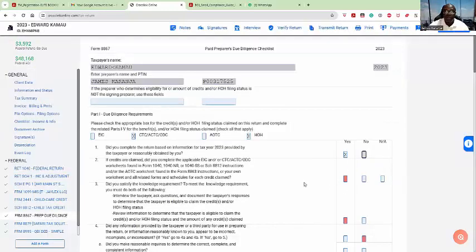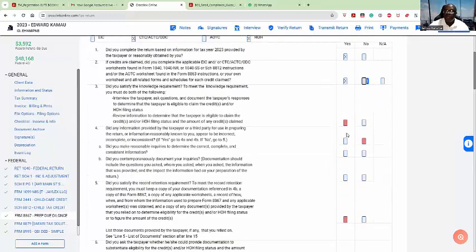Okay, we are going through that. If credits are claimed, did you complete the applicable EIC, CTC (child tax credit), ACTC, and ODC worksheets found in the 1040? Yes. Okay, so where there is the red is what you mark.